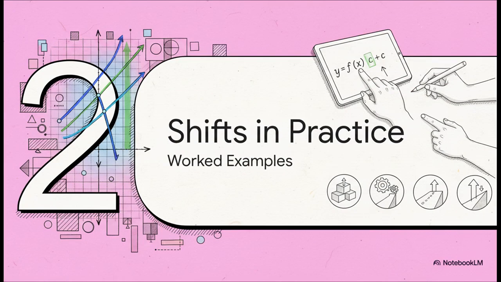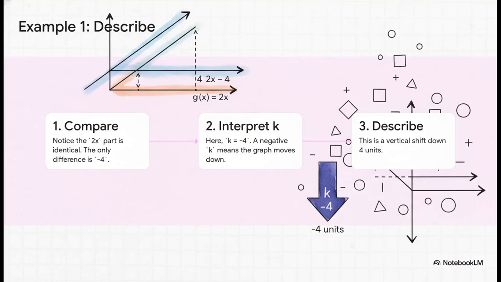All right, theory is one thing, but seeing this in action is where it really starts to click. So let's run through a few examples and put these shifts into practice. First up, let's describe what happened to get from f of x equals 2x to g of x equals 2x minus 4. So step 1, we compare them. See how the 2x part is exactly the same? That tells us the slope hasn't changed. The only new piece is that minus 4 at the end. Well, that's our k. Since k is negative 4, we know the graph moved down. So the full description? It's a vertical shift down 4 units. That's all there is to it.